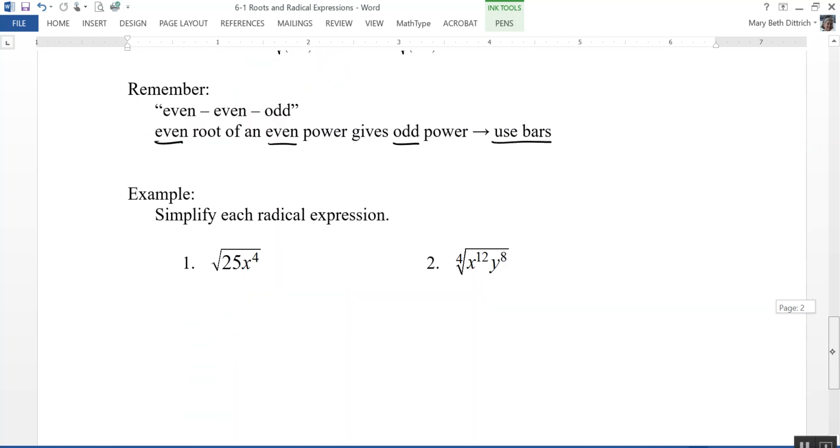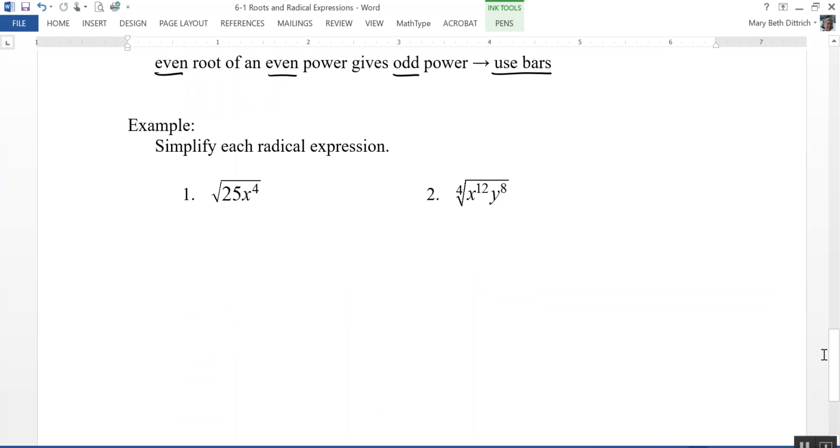And let's take a look at a couple examples here. It says simplify each radical expression. So we have the square root of 25 x to the 4th. I can think of this as the square root of 25, which is 5, and the square root of x to the 4th, which is x squared, and I need to see if I have to use absolute value bars. I'm taking an even root, because there would be a little 2 in there, an even root of an even power, but my answer is not an odd power, so I don't need bars. So my final answer is 5x squared.